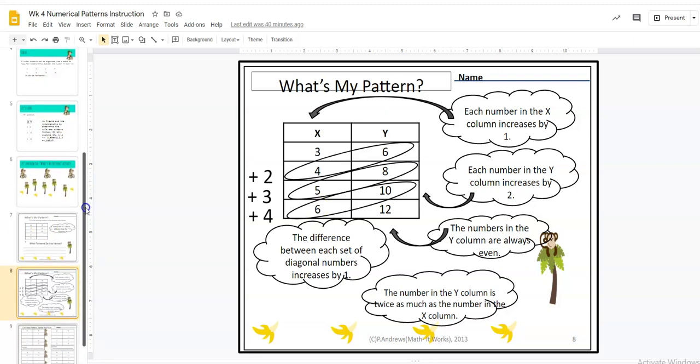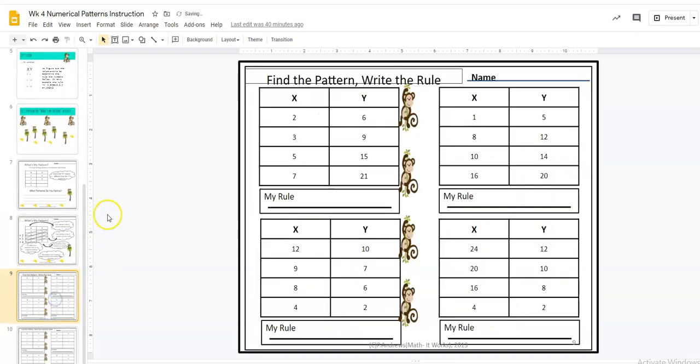So what do you have to do with this? Glad you asked. You're going to study these examples in each of these 4 tables, and then you are going to write a rule. Remember, a rule could be stated either 2 different ways. You might say what the rule is going from x to y, or you may reverse it and say what the rule is stated from y to x.